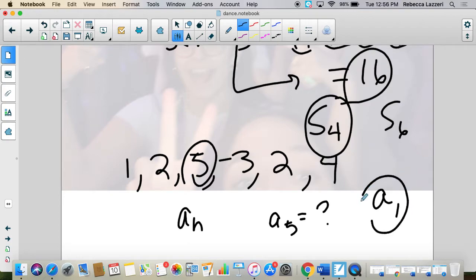So a sub 1 in this case is 1. What's a sub 5? 2. A sub 5 is 2. Okay? And a sub 5 also equals a sub 2 only in this sequence because they're both 2. So do you see how I can refer to a sequence? And so now I might say, I want you to find a sub 15, which in this one I can't, but that's coming.